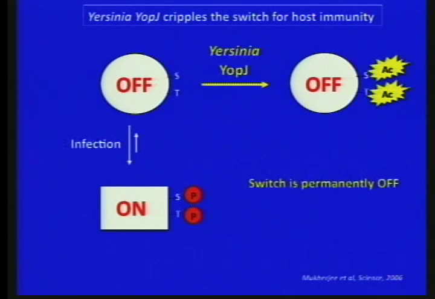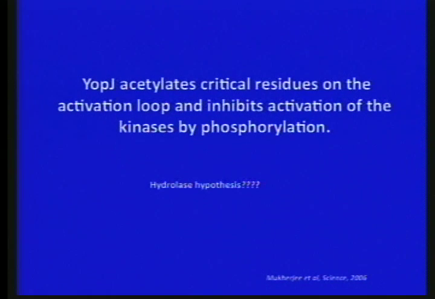And basically what we found is that YopJ affected a switch in a cell, and it did it in a very unique way in that it permanently turned it off. But it not only turned it off, it put it into a state where it no longer could be turned on. And so that completely shut down the signaling in our cells so that we can no longer recognize that our cells were being infected. So what we discovered was that YopJ was an acetyltransferase, and it acetylates these critical residues on this signaling molecule, and that it inhibited the activation of these kinases by phosphorylation because those sites were taken up and they can no longer be modified.